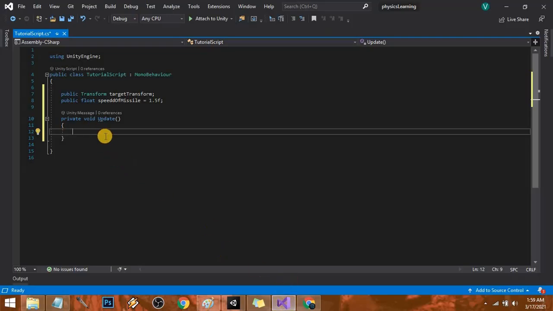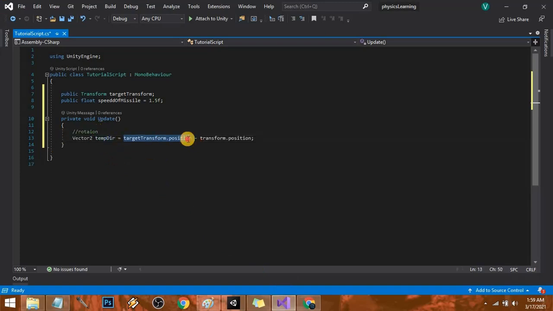So now let's get back into coding. Firstly, I told you we have to calculate the direction vector. You can calculate the direction vector by simply subtracting the missile's position from the target's position. Okay, so this is the direction vector.